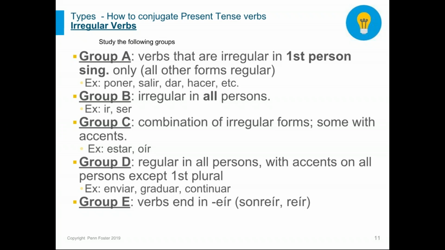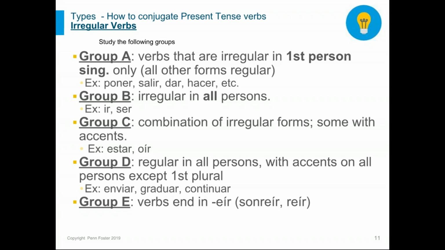There are some examples on the slide, my apologies, but we will show you their conjugations as we move forward. Any verb that is considered irregular B is one that is irregular in all persons, so the entire conjugation, the entire chart, will have irregularities and not follow regular rules whatsoever. Ir and ser being the 2 that we will discuss today.